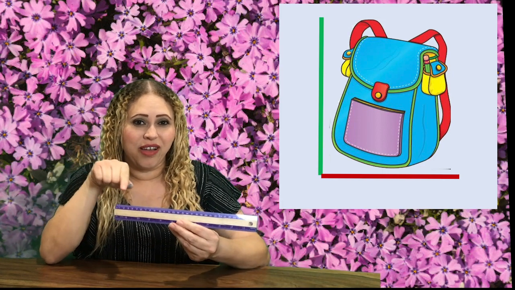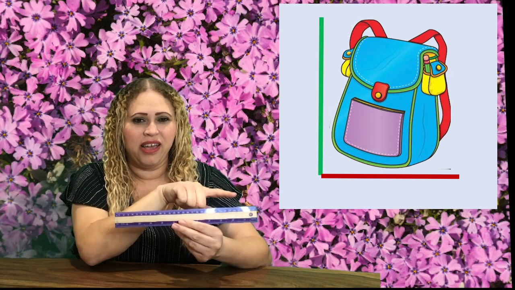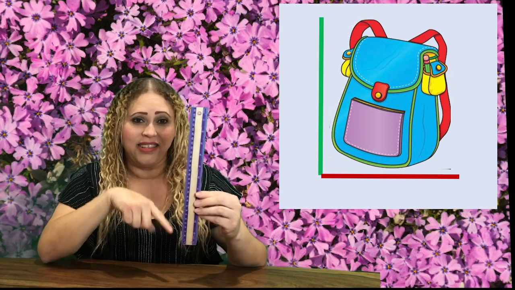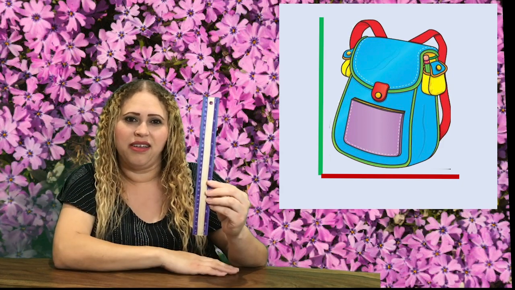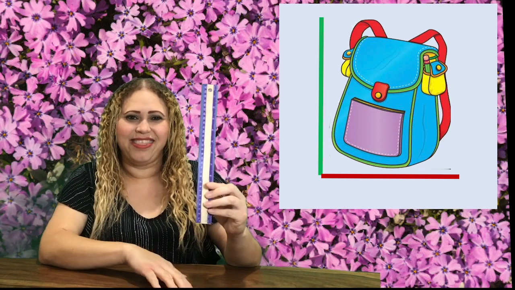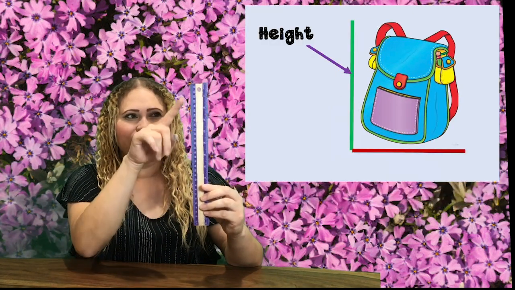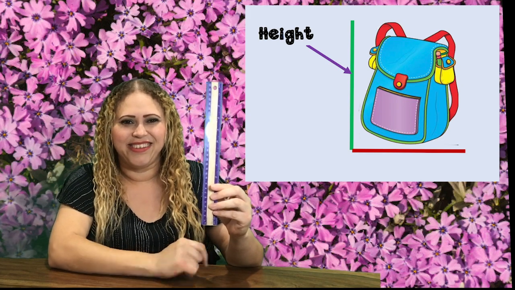Now let's look at two examples and you identify what the height is and what the length is. Here's the first example. Look at the backpack. Is this backpack's height the line that goes across the long way? Or is the height the line that goes up and down from the very bottom to the top of the backpack? What do you think? If you said that the height is from the very bottom to the top, you are correct. Good job. Now let's look at the next example.